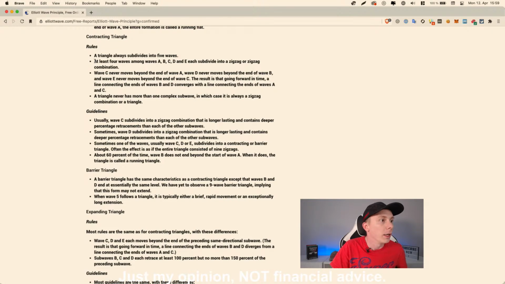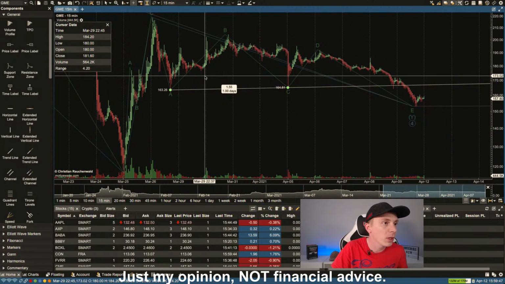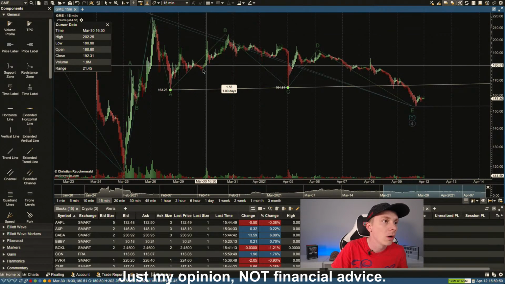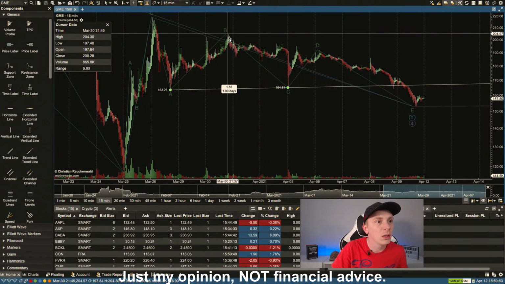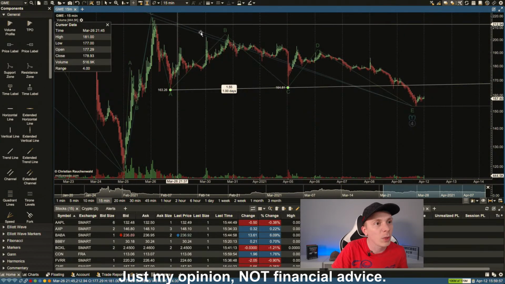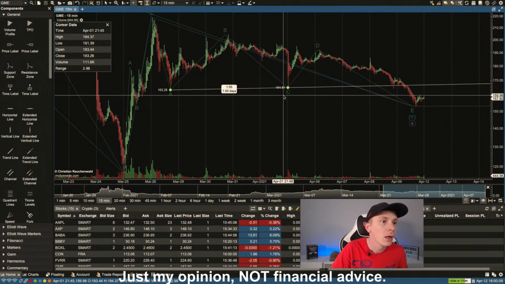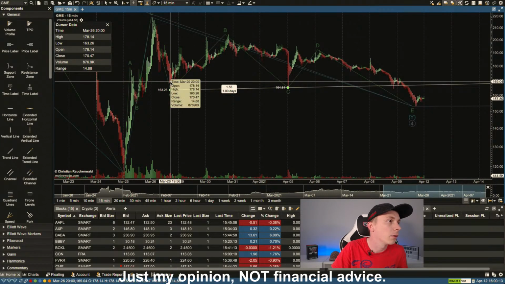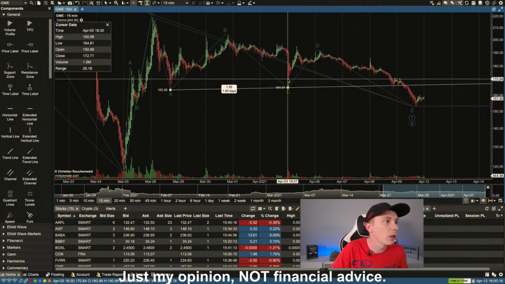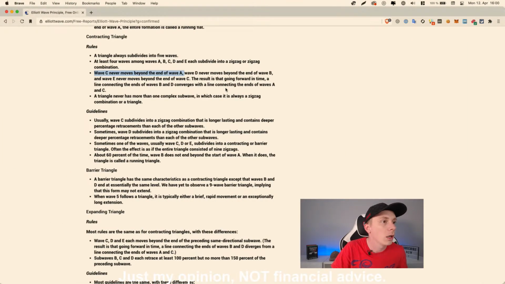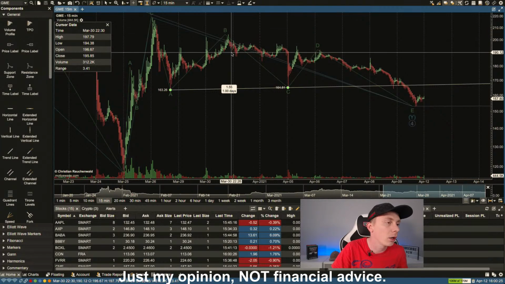Now, at least 4 waves among wave A, B, C, D, E subdivide into a zigzag or a combination that we have here. So we can label this as A, B, C, or technically that could be point B here, although no, this here has to be point B to make this a nice line. Then wave C never moves beyond the end of wave A. Wave A has a low at 163.26, and that low here is 164, so that's okay. And wave D never moves beyond the end of wave B, so wave D doesn't move higher than wave B.